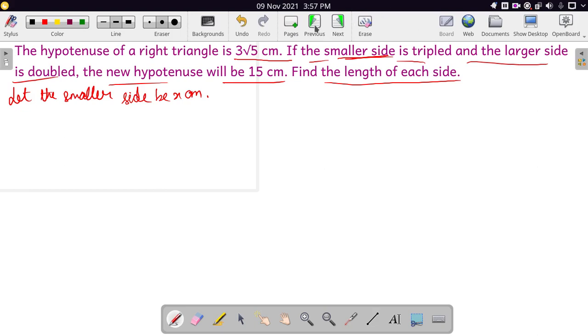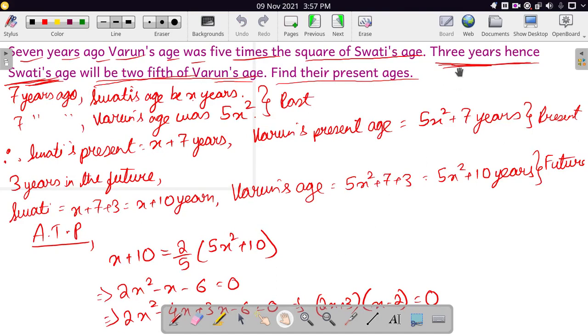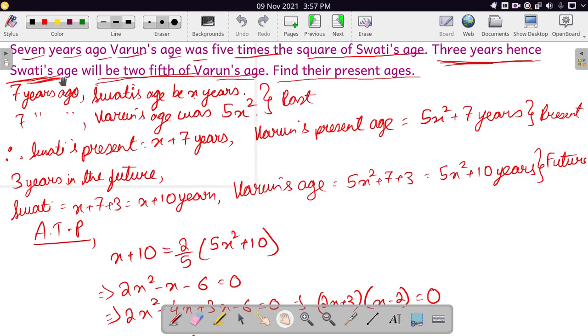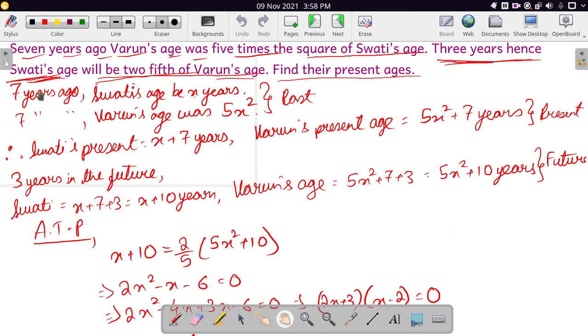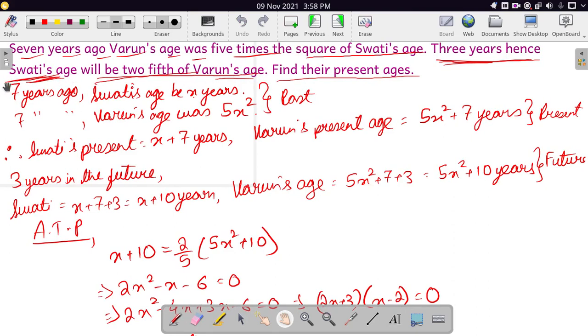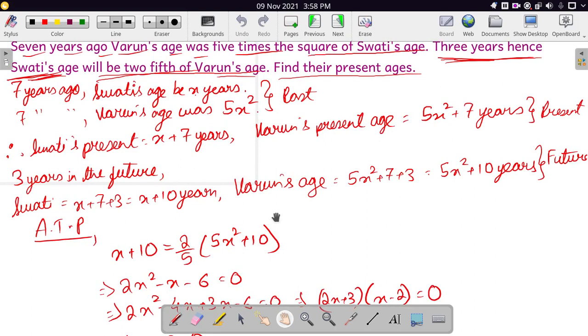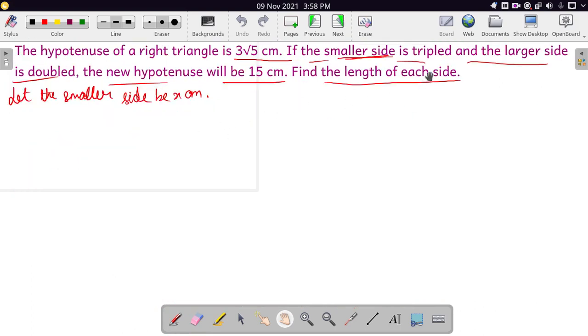Do you understand? In the earlier question, see this sentence: 3 years hence Swati's age will be 2/5 of Varun's age. So here Swati's age is equal to something, so one equality has been maintained between the ages of Swati and Varun. That is why we could use one variable and write this equation. But in this question, the smaller side is tripled, but tripled to what we do not know. The larger side is doubled, but doubled to what we do not know. So we will consider two different variables, since no correct relationship has been established between the smaller side and the larger side.